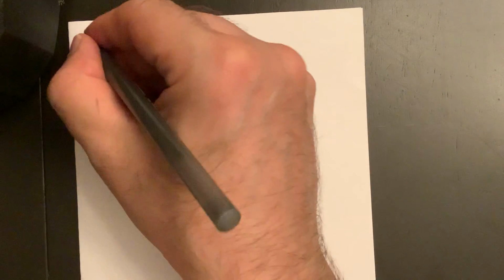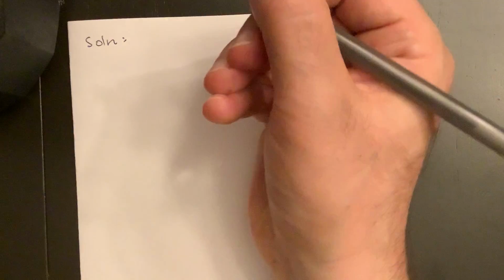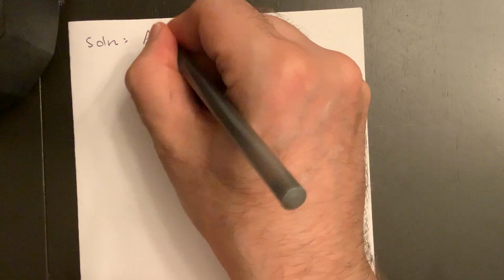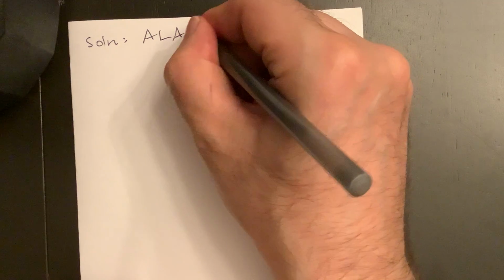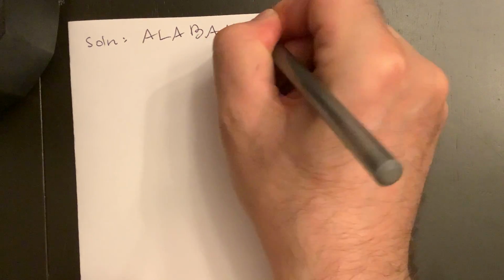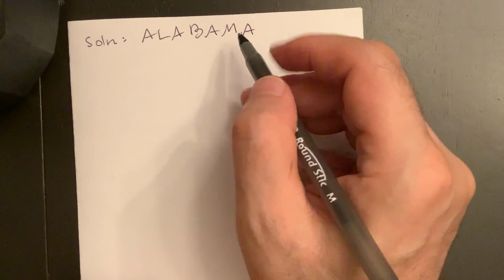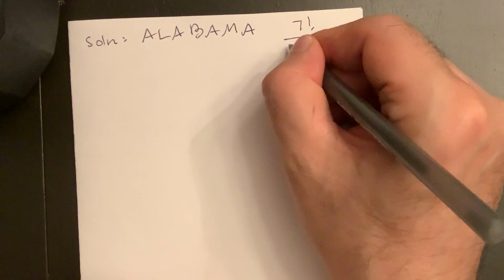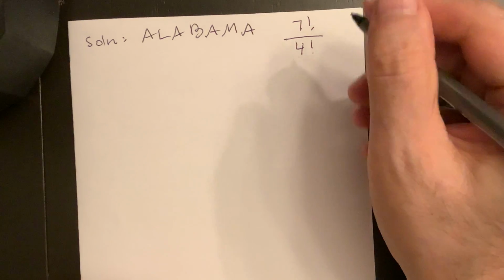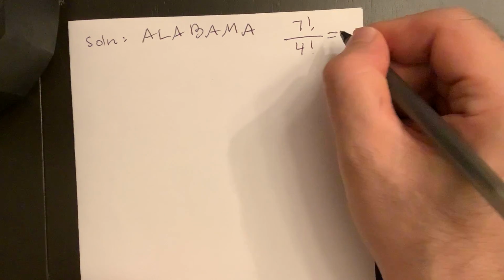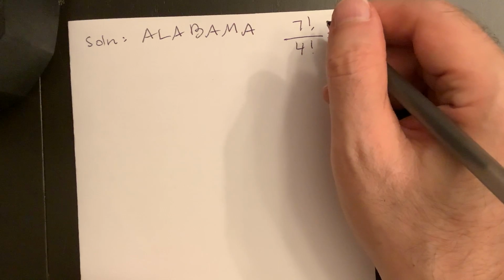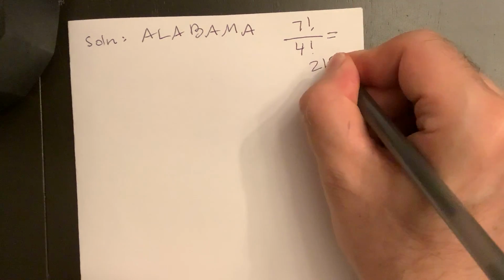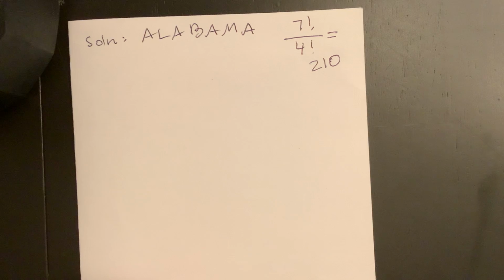Okay, well, if you did the first one, Alabama, the solution for Alabama, let's see, A-L-A-B-A-M-A. This is just 4 A's here and 3 other letters, so this should be 7 factorial total, and then I'm dividing by 4 factorial. So the answer is 7 times 6 times 5, so 210, right? 210 ways to arrange those linearly.